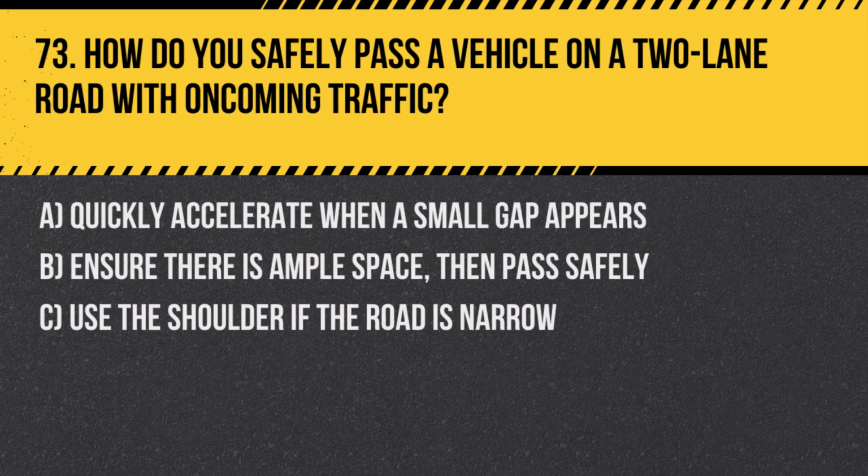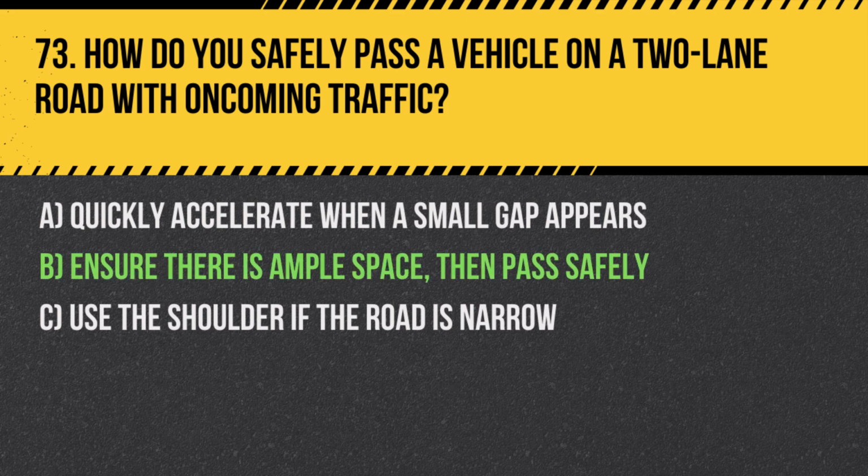Question 73. How do you safely pass a vehicle on a two-lane road with oncoming traffic? A. Quickly accelerate when a small gap appears. B. Ensure there is ample space, then pass safely. C. Use the shoulder if the road is narrow.